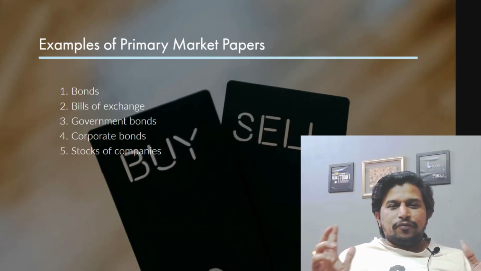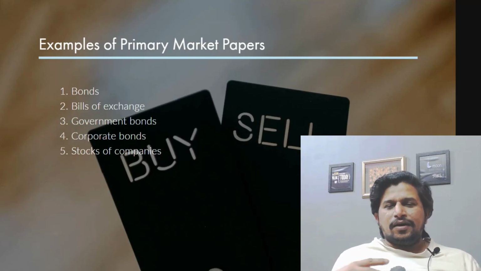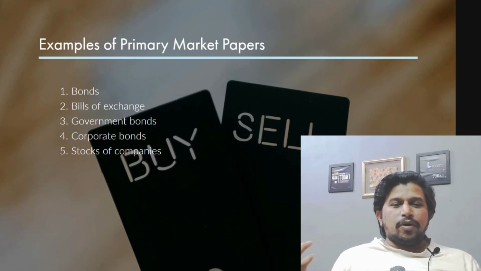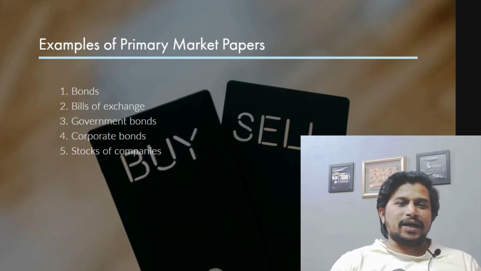Examples of primary market papers are bonds. Very recently IIFL came up with a bond. There are also bills of exchange, government bonds, corporate bonds, and stock of companies. All of them come out through the primary market itself.